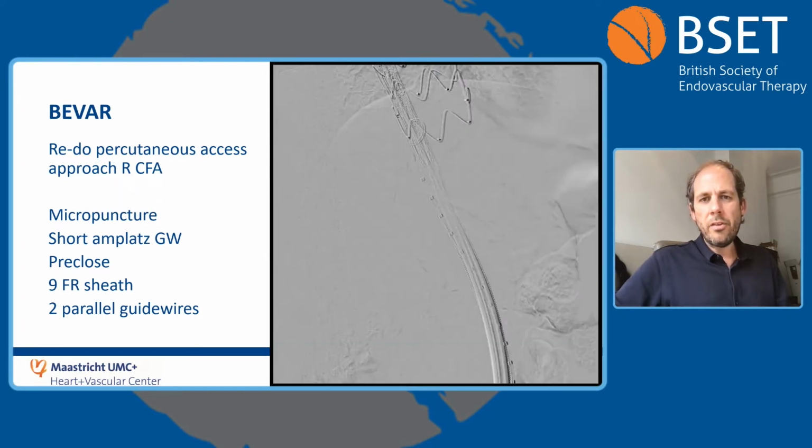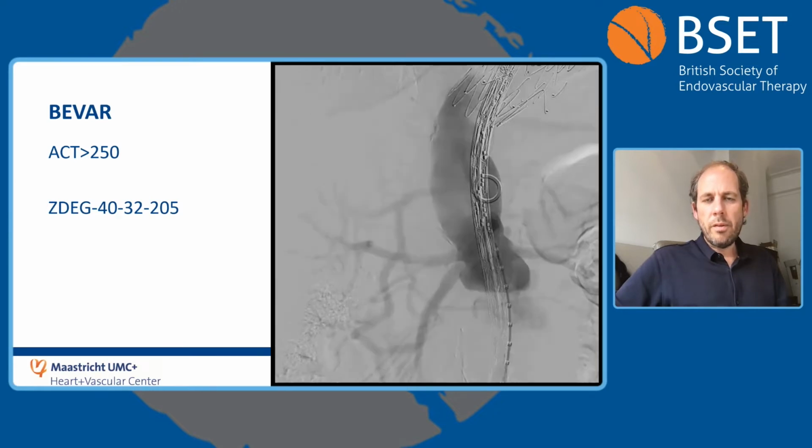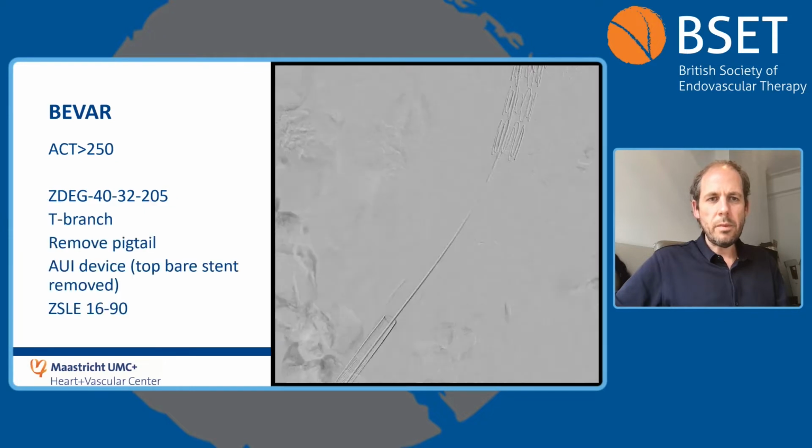This is the angiogram to define our landing zone, because the first graft that we put in was actually a 40/32 tapered thoracic stent graft. We keep the ACT over 250 in these procedures. The second graft to put in is the T-branch, which is lined up there. After the T-branch, we removed the pigtail and then got rid of that extra guide wire, which ran then of course beside the big sheath.